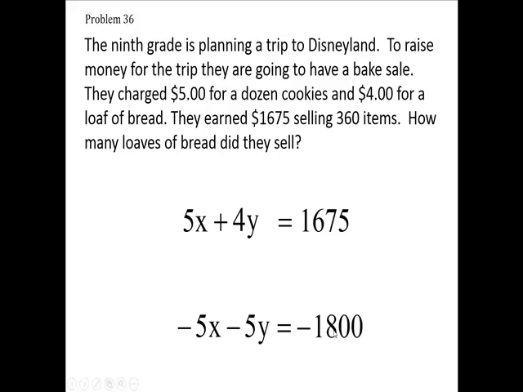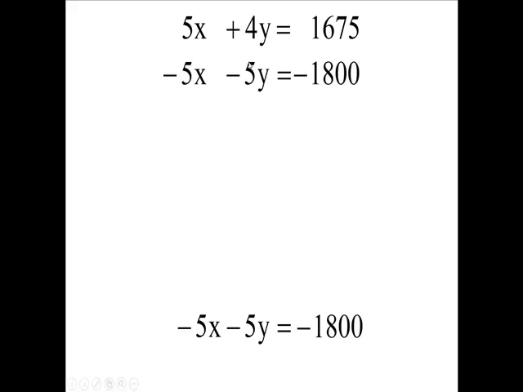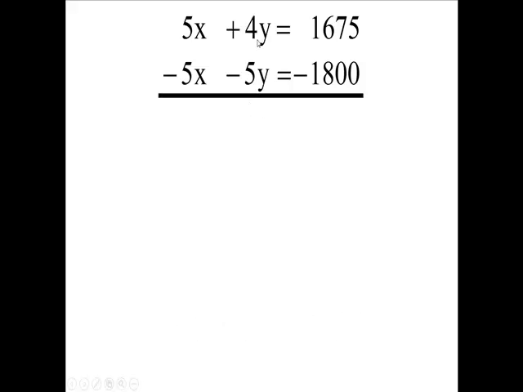Now we can put these together. Let's move it up to the top, write this one up here, and then write this one right underneath it. And then add the equations together. We're going to cancel out the x's, so we're not going to deal with the cookies. We're going to take 4y minus 5y. Now 4 minus 5 is a negative 1. And 1675 minus 1800 is negative 125.